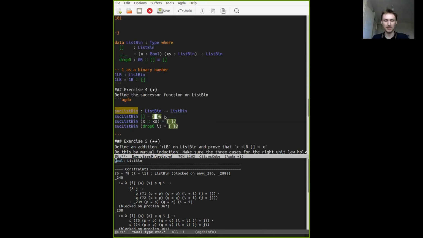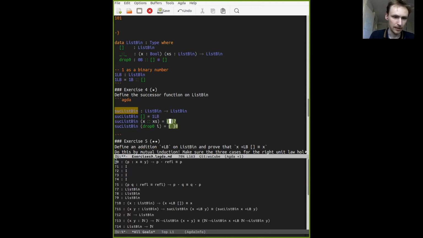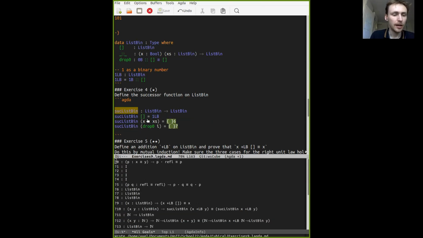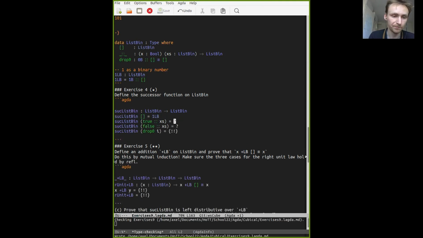Right. So for the successor, we want to map the empty list, which is just 0, to, well, I defined what 1 was. So 0 gets mapped to 1. That's great. And now we have our cons case. So this x here is a boolean now, so this depends on what x is. Let's pattern match on x.